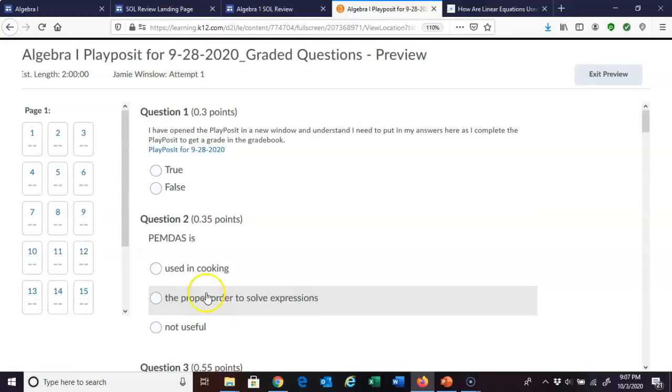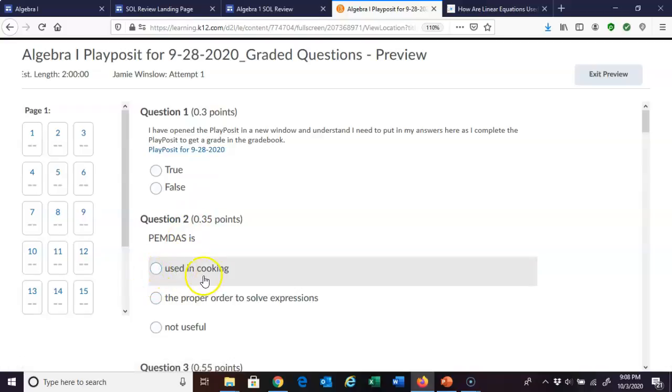Remember, in question number 1 is where you're going to find the link to that Play Pause It. Here it is. I've opened the Play Pause It in a new window, and I understand I need to put my answers here as I complete the Play Pause It to get a grade. When you click on this link, it will open the Play Pause It. So my recommendation is just to have your notes in front of you, fill them out as you're watching the Play Pause It, and then as the questions pop up, the video will pause for you, right? So answer the question on your paper, then go to the quiz and select the answer. Then you can continue watching your Play Pause It.